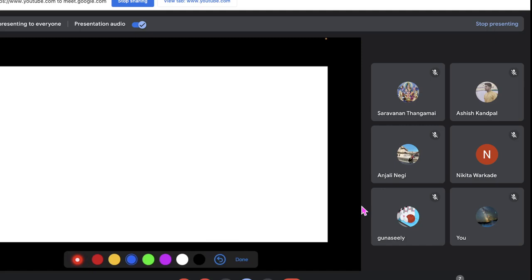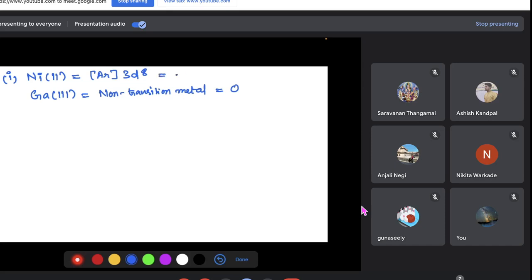So for the given metal ions in our question, we will find the CFSE one by one, and then determine which one is the inverse spinel. First of all, nickel 2+: the electronic configuration is written as argon 3d8. And gallium 3+ is actually a non-transition metal, so this has a CFSE of 0, and the nickel one definitely has a CFSE of minus 1.2 del naught. Correct?